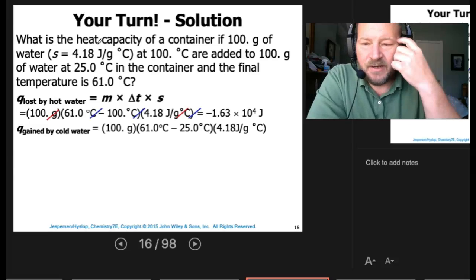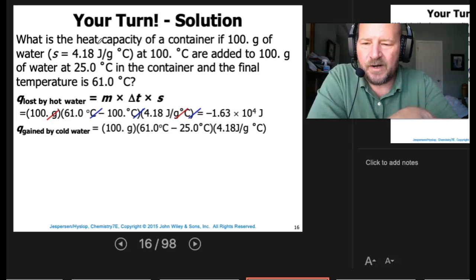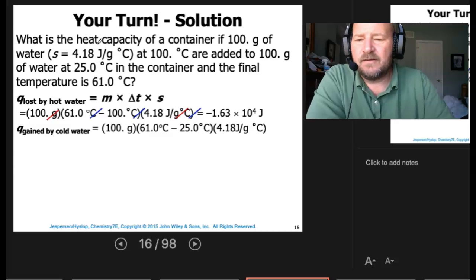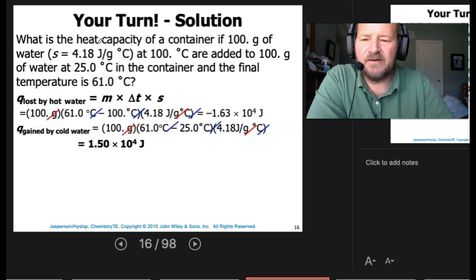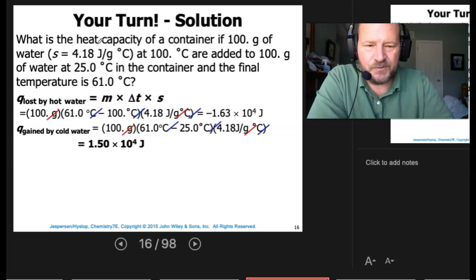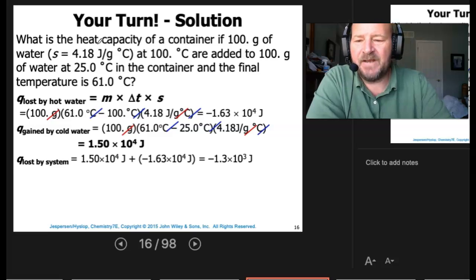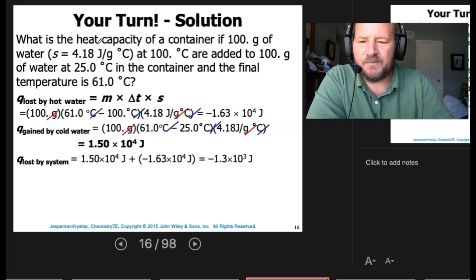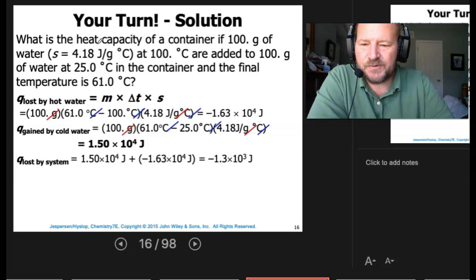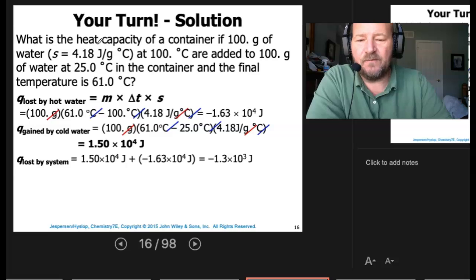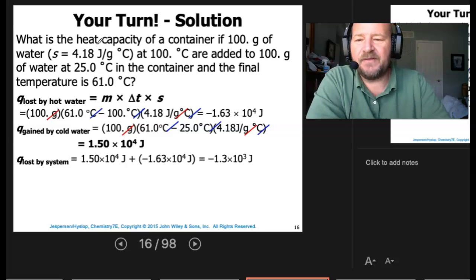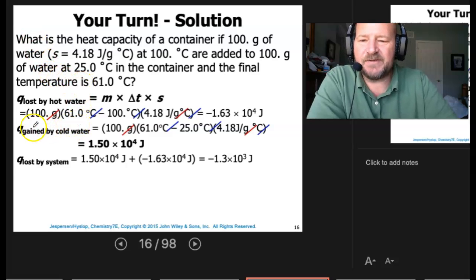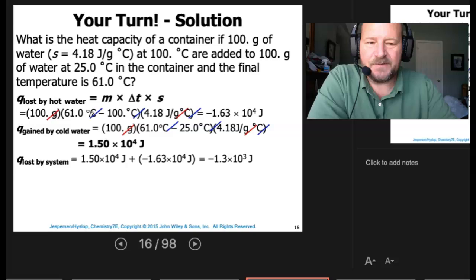So we're in joules. That means we know that the cold water gained, right, 100 grams. We're going to go to 61 again. Cancel that stuff out. 1.50 times 10 to the 4th joules. Okay. So Q lost by the system then would be 1.50 times 10 to the 4th joules plus the negative 1.63 times 10 to the 4th joules, which gives us negative 1.3 times 10 to the 3rd joules. Okay, so we figured out the heat that was lost by the hot water, the heat that was gained by the cold water, and now the difference between the two.